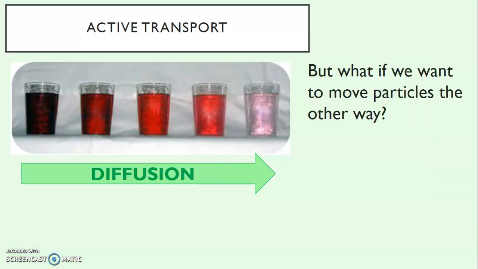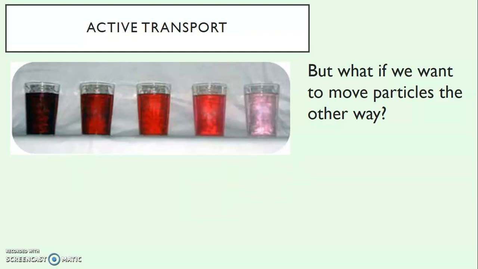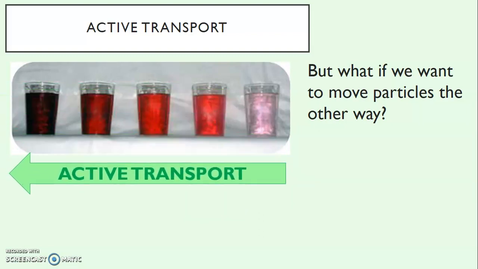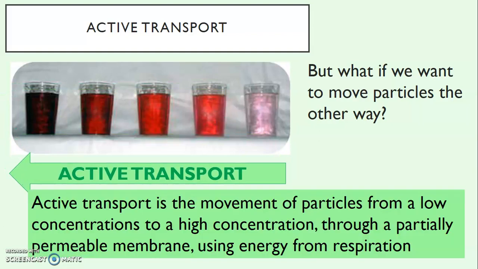Now, diffusion, we've just said, is moving from this high concentration to low concentration. But what if we needed to move these particles the other way? And this is where something called active transport comes in. So active transport is literally moving things the other way. But in order to do this, we need energy, because this isn't going to be something that's just going to happen.